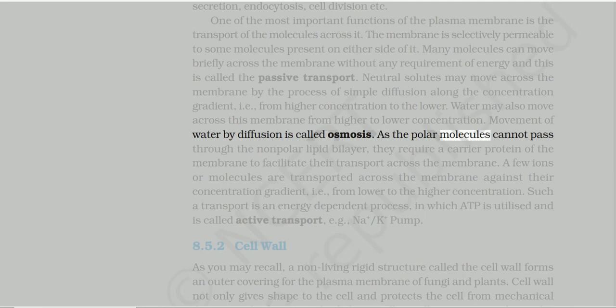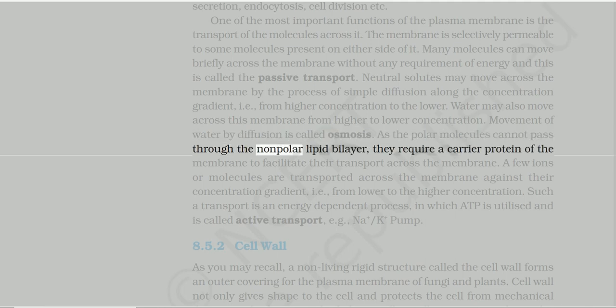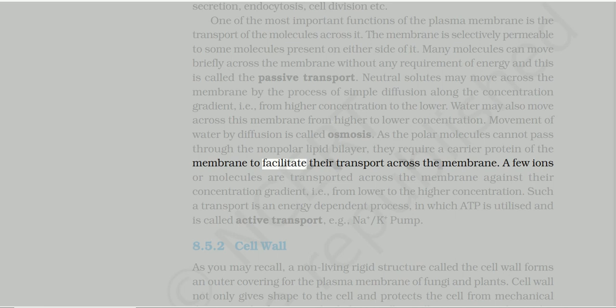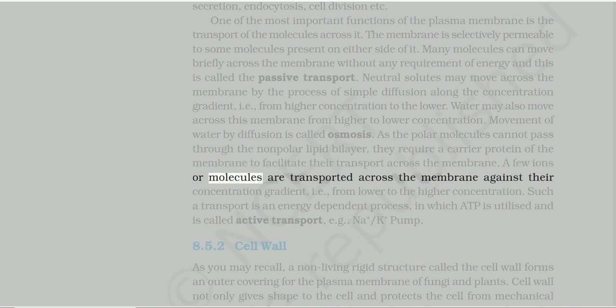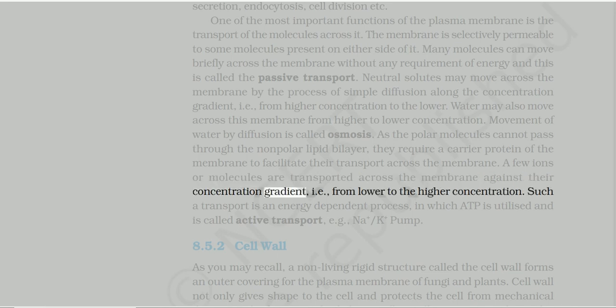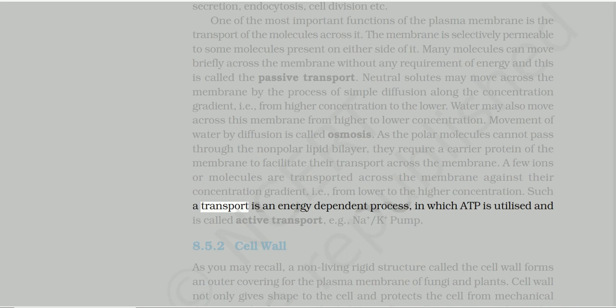As the polar molecules cannot pass through the nonpolar lipid bilayer, they require a carrier protein of the membrane to facilitate their transport across the membrane. A few ions or molecules are transported across the membrane against their concentration gradient, i.e., from lower to the higher concentration. Such a transport is an energy-dependent process, in which ATP is utilized, and is called active transport, e.g., Na plus K plus pump. Cell wall.